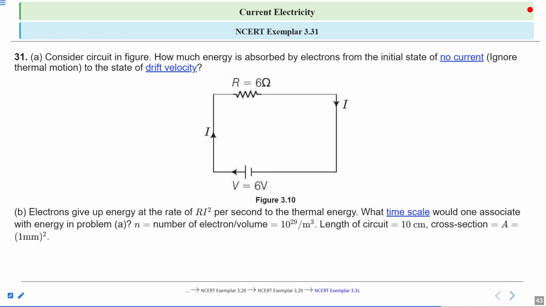So next question. Part A: consider the circuit in the figure. How much energy is absorbed by the electrons from the initial state of no current to the state of drift velocity? The diagram is given, 3.10. Part B: electrons give up energy at the rate of Ri square per second to the thermal energy. What time scale would one associate with the energy in problem A? Here n is the number density of electrons, which is given as 10 raised to power 29 per meter cube. Length of the circuit is 10 centimeter and cross sectional area is 1 millimeter square. So let's see the solution.